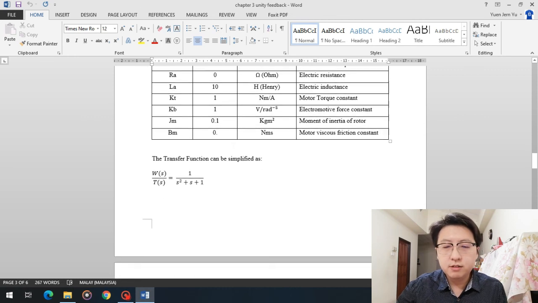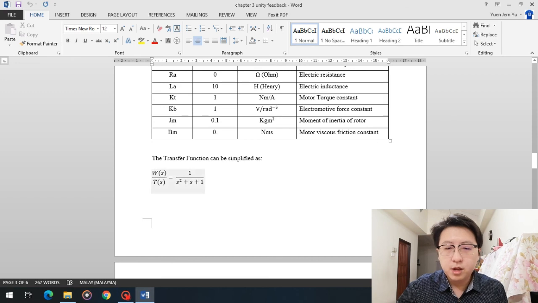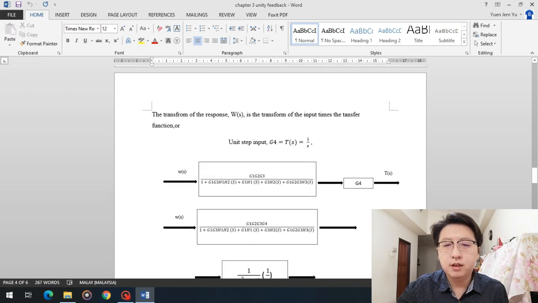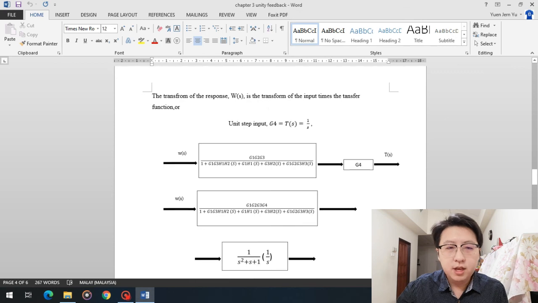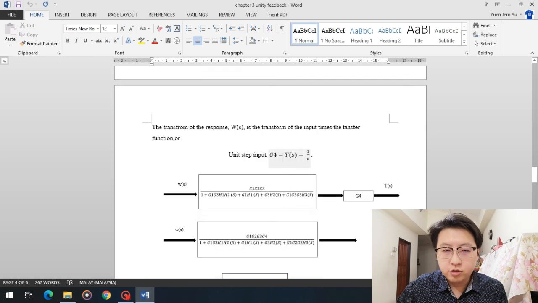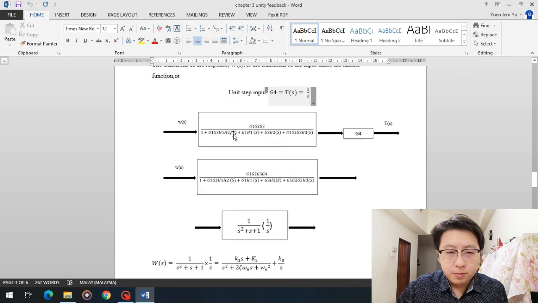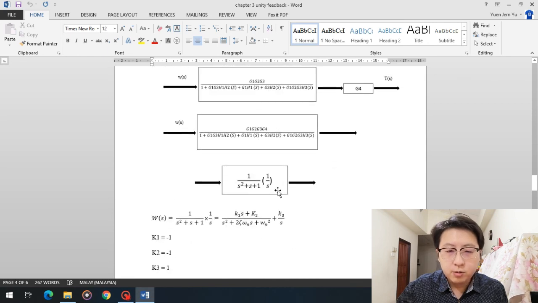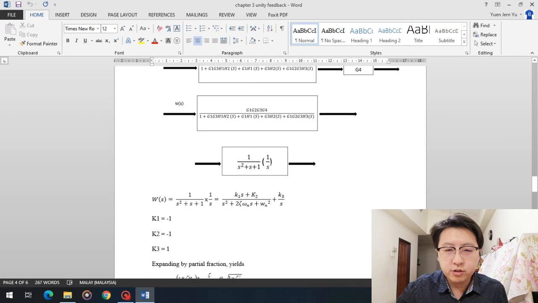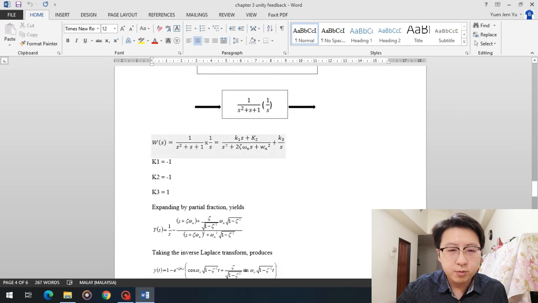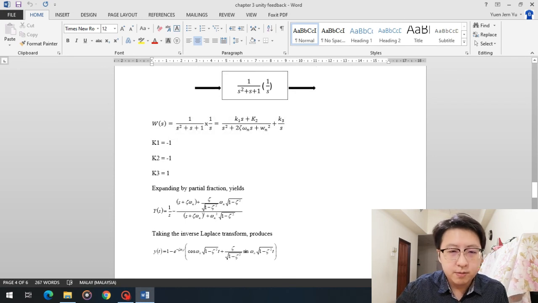Hence we can use this to put in the unit step input, where Ts equals 1 over S. So we just shift it up and multiply it, as shown in this block diagram. And so we will get a new equation that we can compare to this partial fraction. After doing the partial fraction, we get k1, k2, k3 equals -1, -1, and 1 respectively. Expanding the partial fraction, we get this. Taking the inverse, we will get this.